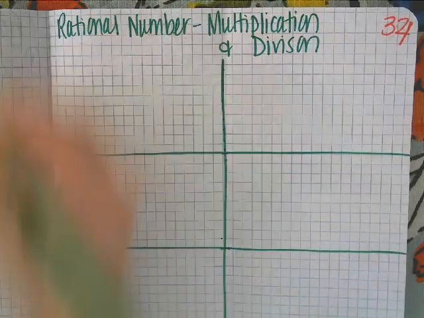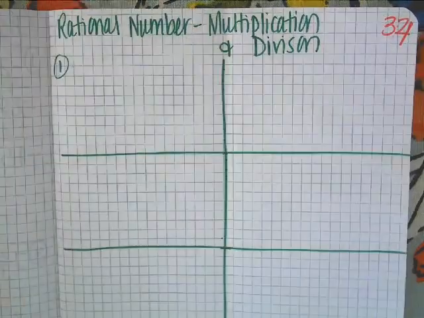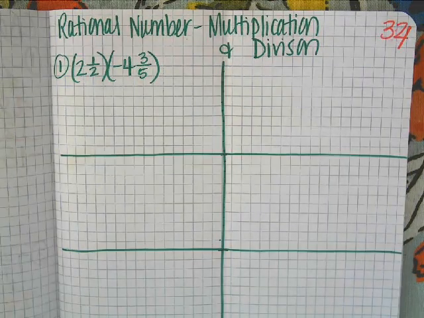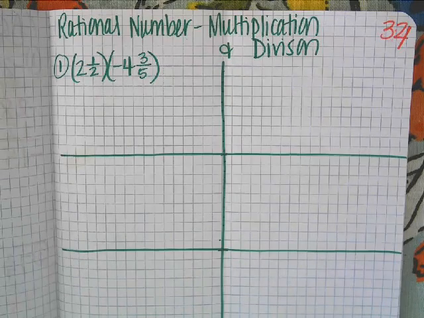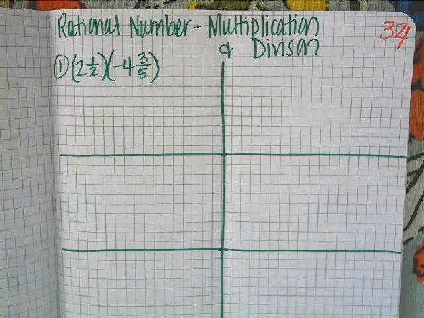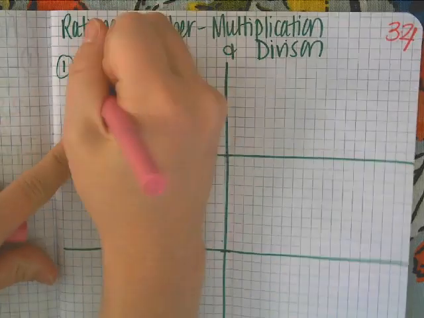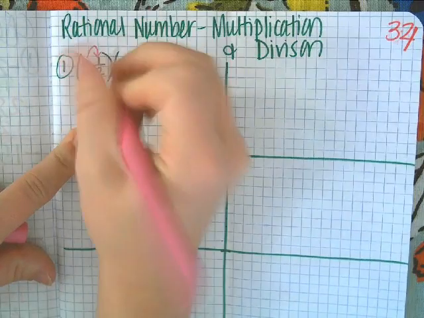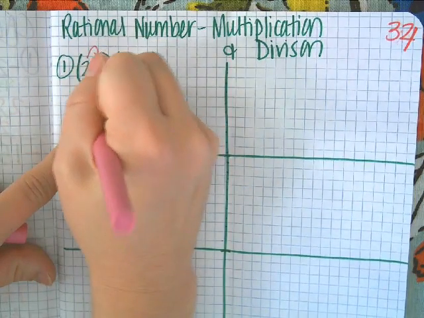We're going to start with practice problem number 1. For question number 1, we have 2 1/2 times -4 3/5. We know that when we're multiplying fractions, we cannot multiply mixed numbers. We need to make them improper. To make these problems improper, we're going to multiply the denominator by the whole number. 2 times 2 plus 1 gives us 5/2.